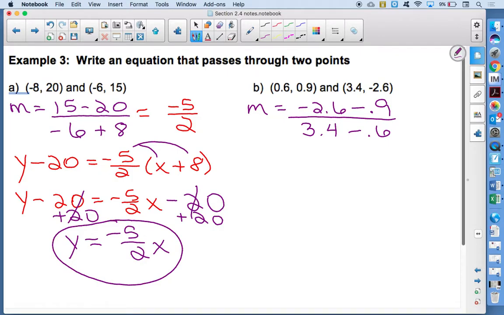If you use slope-intercept form, you should still get negative 5/2 x. The b value is 0 when you use slope-intercept form. Questions? You don't have to use negative 8 and 20. You could have chosen to use negative 6 and 15.